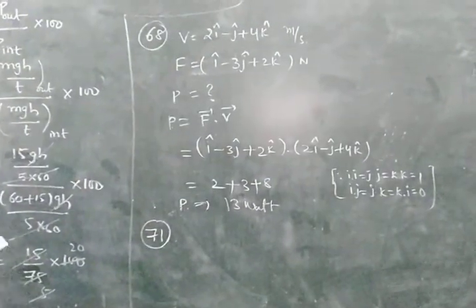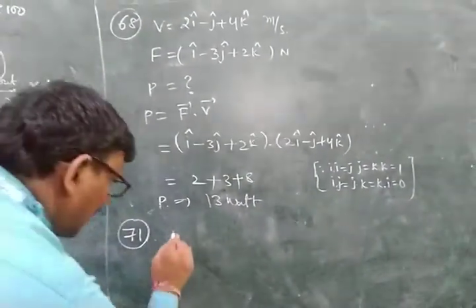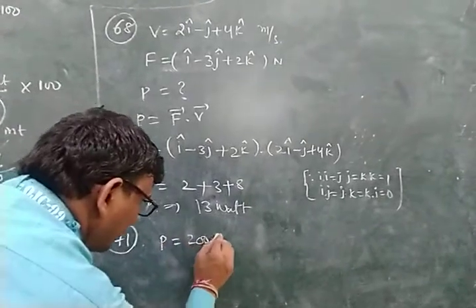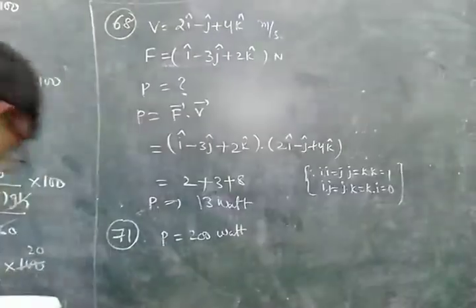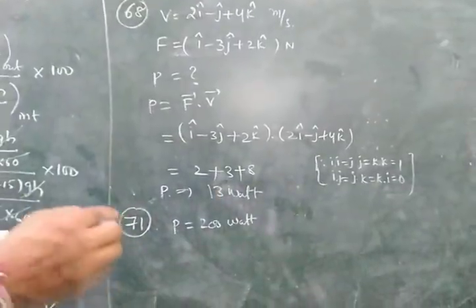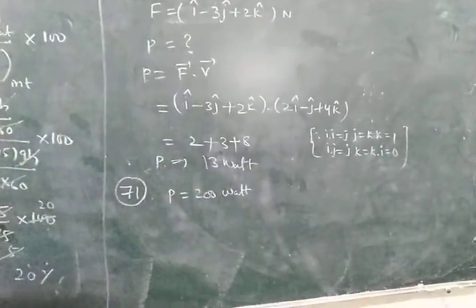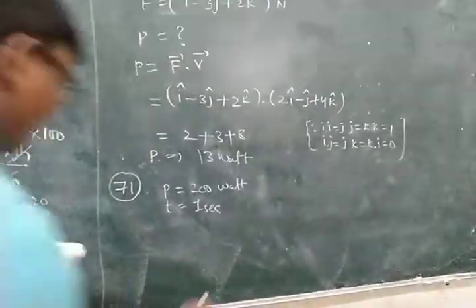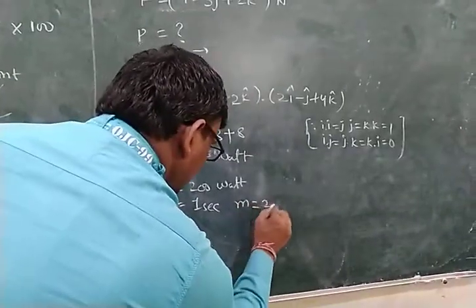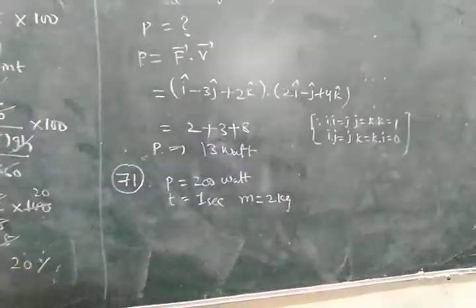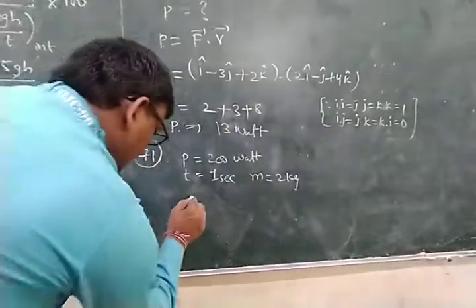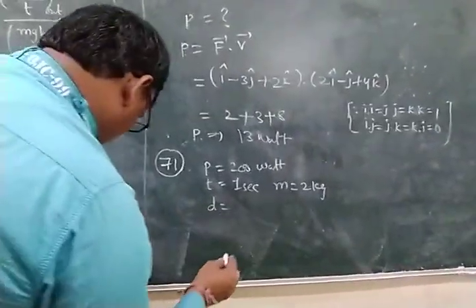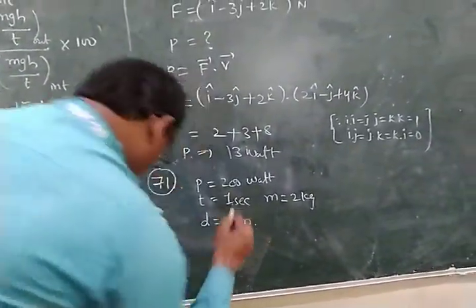A pump of 200 watt. The power is given. How much water is lifted? 200 watt lifts 2 kg of water per second. The time is given as 1 second, and the mass lifted is given as 2 kg. The average depth of the well is given as 10 meters.